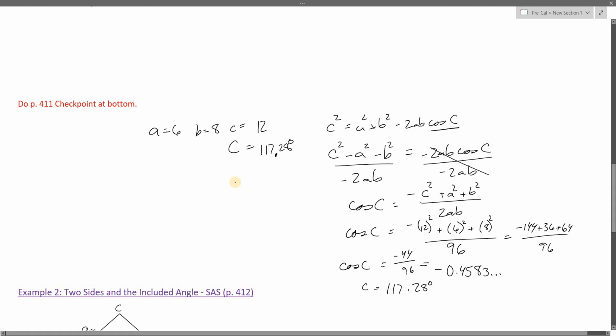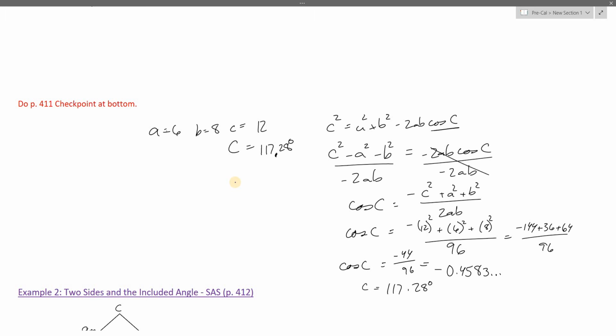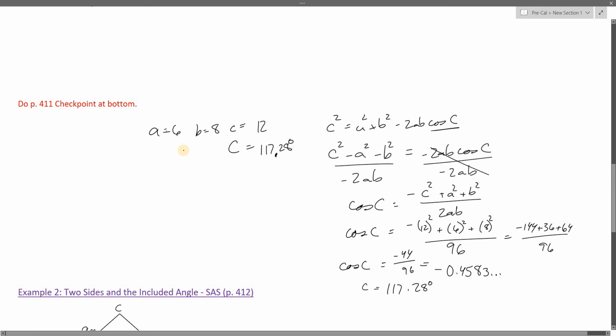Okay. Now the next thing I want to do is think logically about my other 2 angles. If my largest side is an obtuse angle, then I need to know, are my other 2 going to be acute or obtuse? They have to be, in this case, acute, because you can't have 2 obtuse angles in a triangle. So what I'm going to do is find B and find A, and I'm just going to work my way backwards.